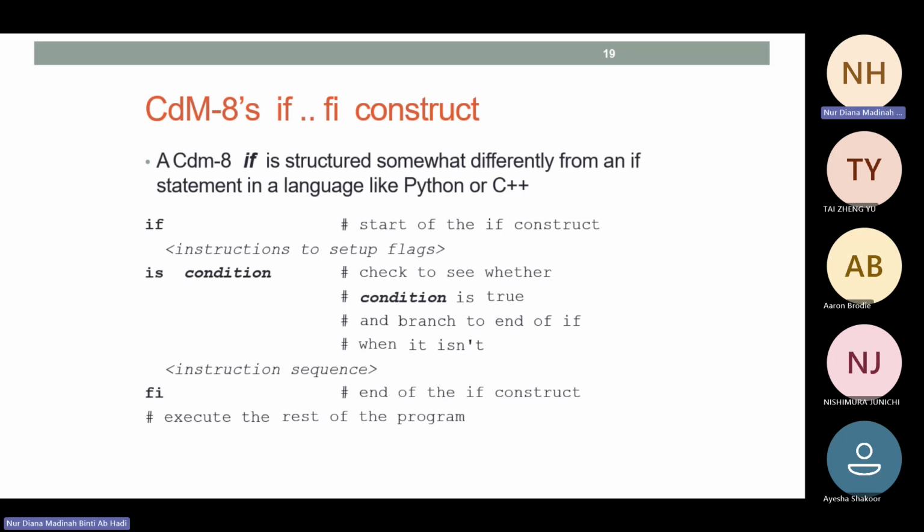This is how if and fi are used in CDM8. The if is structured somewhat differently from an if statement in Python or C++. You start with the if construct, and then you have the instruction to set up your flags. After that, you put your condition to check whether it is true or not, and it branches to the end of the if when needed.